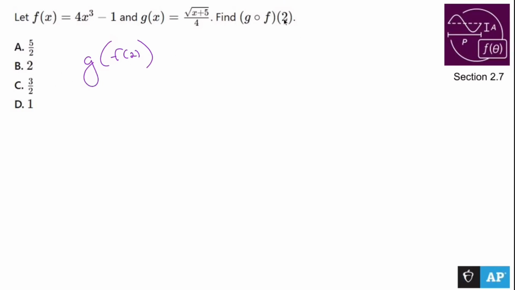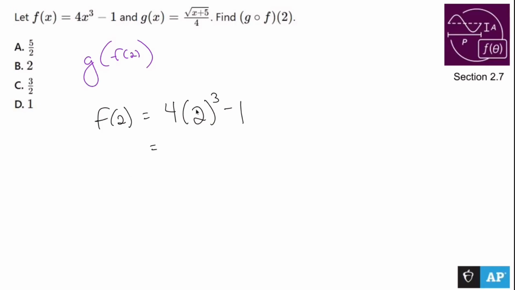What I want to do is, if I'm actually evaluating a composite, I want to find the inside part first, the f of 2. So let's do that. F of 2 is going to be 4 parentheses. Instead of x, make a 2 there, cubed minus 1.